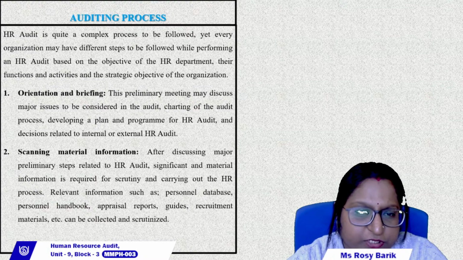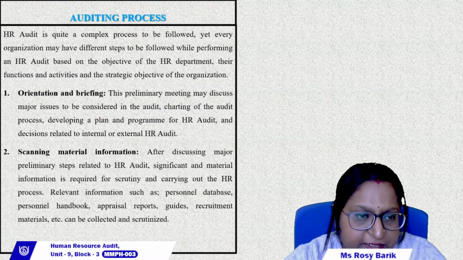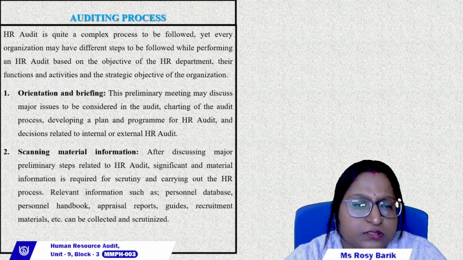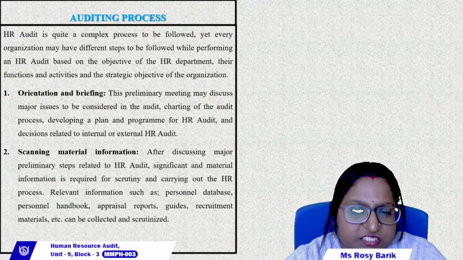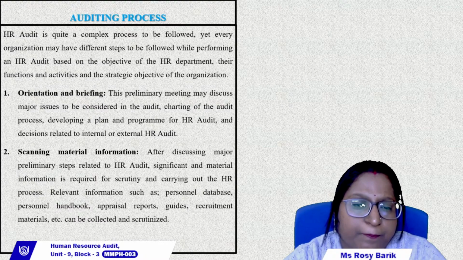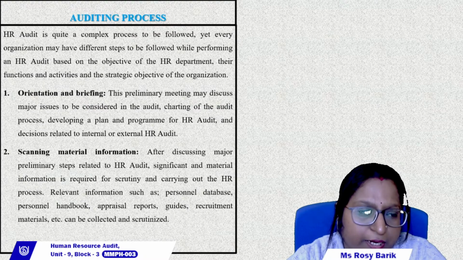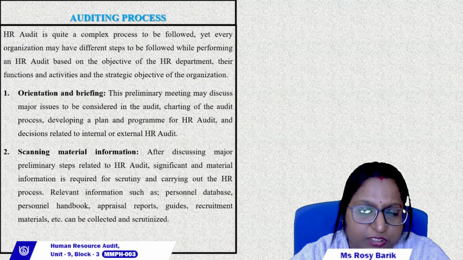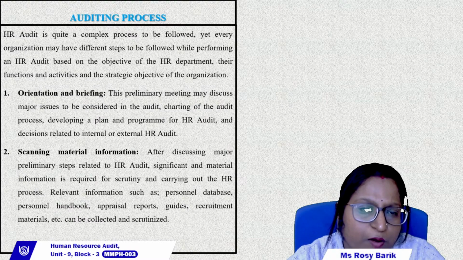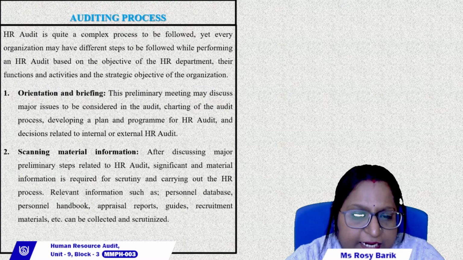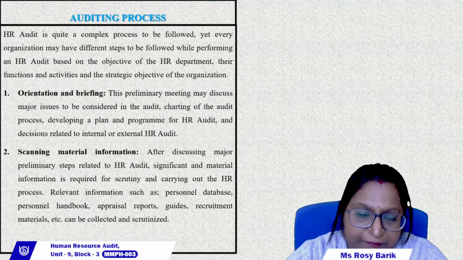Next is scanning the material information. After discussing the major preliminary steps related to HR audit, significant and material information is required for scrutiny and carrying out the HR processes. The relevant information such as personal database, personal handbook, appraisal report, guides, recruitment materials, etc. can be collected and scrutinized. So, first of all, the auditors will brief about the HR audit, what the requirements are for this auditing process, then scan the material documents, the documents which have been kept, that should be collected and scrutinized.